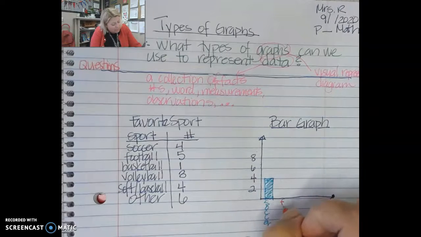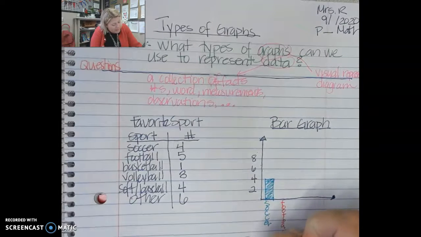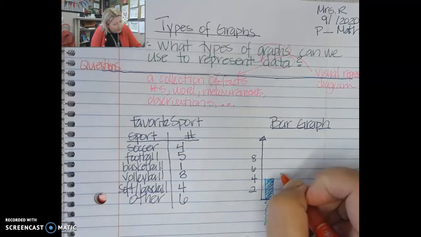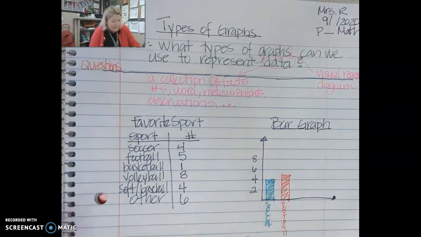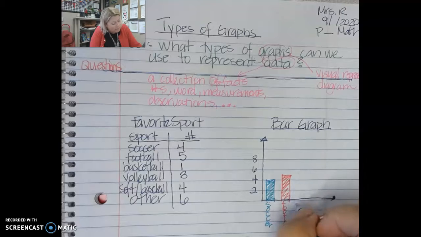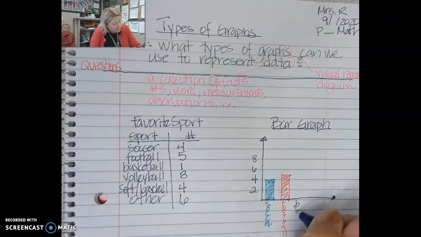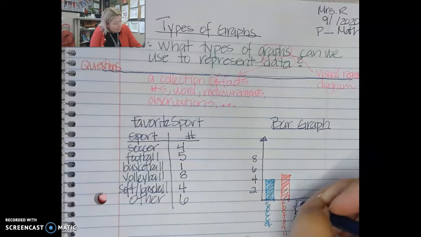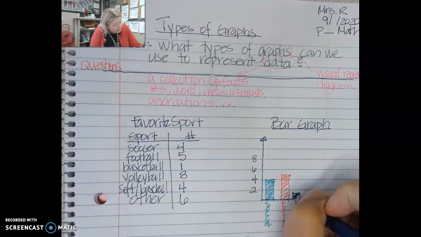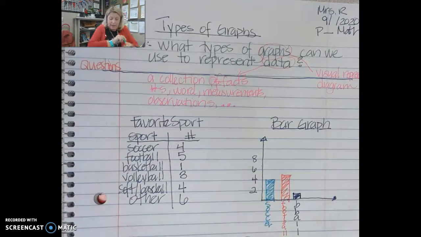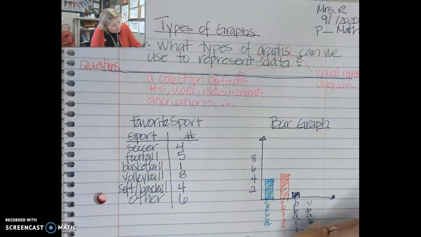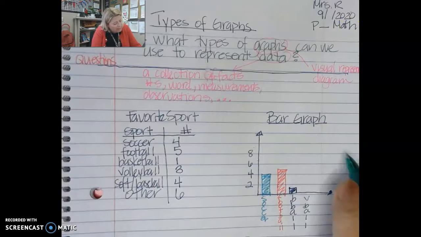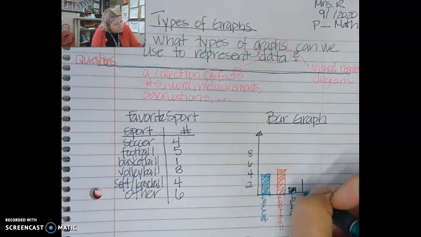If I'm talking football, there were 5 people, so I'm going to go halfway between the 4 and the 6, and I'm going to make my little football bar. Then let's say we have basketball. I'm just going to put b-ball. And b-ball only had 1, so I'm going to go halfway between 0 and 2. Not very many for b-ball. And then I have volleyball. I'm just going to put v-ball because we're going to try to get this all to fit. And volleyball had 3, so I have to go halfway between the 2 and the 4.